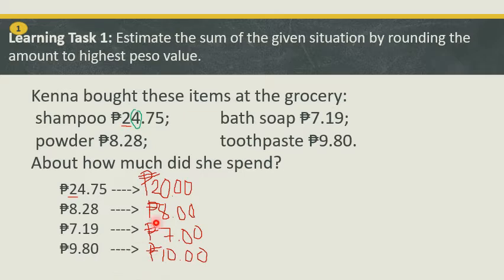Then, after natin makuha yung lahat ng rounded value ng lahat ng ating items, ngayon, ang nakalagay kasi is estimate the sum. So, kukunin natin yung sum ng apat na ito, yung estimated natin. Okay? So, kung i-add natin yan, 20 plus 8 is 28, plus 7 is 35, plus 10 is 45. So, ibig sabihin, ang estimated sum ng lahat ng ito is 45 pesos.